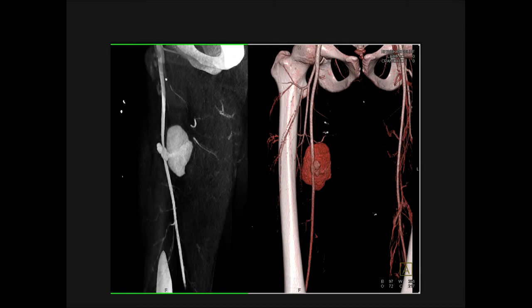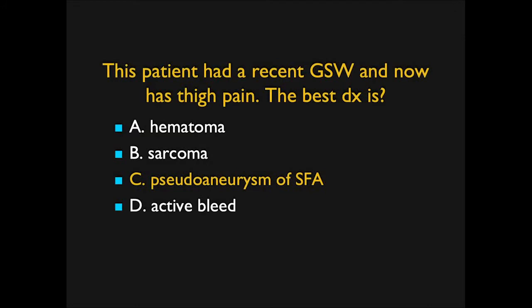It's not active bleed because if it was active bleed, you would see changes in the boundary. It's really a well-defined process. It's connecting and communicating with the SFA. And in a patient with recent trauma, be it stab wound or gunshot wound, this is the classic appearance of a pseudoaneurysm off the superficial femoral artery. Okay, just a beautiful image, both on the MIP and on the 3D reconstructions.